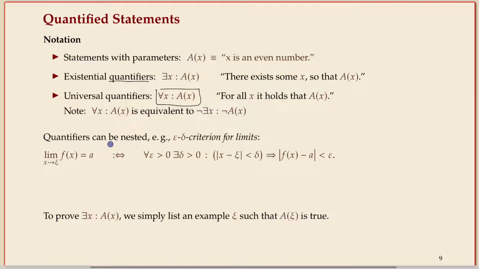Now the tricky bit is when we start to nest things. You can have statements that have not just a dependence on one variable x, but on five or as many as you wish. And that's where things get really powerful, but also a little complicated. We have to be careful about the order of the quantifiers.